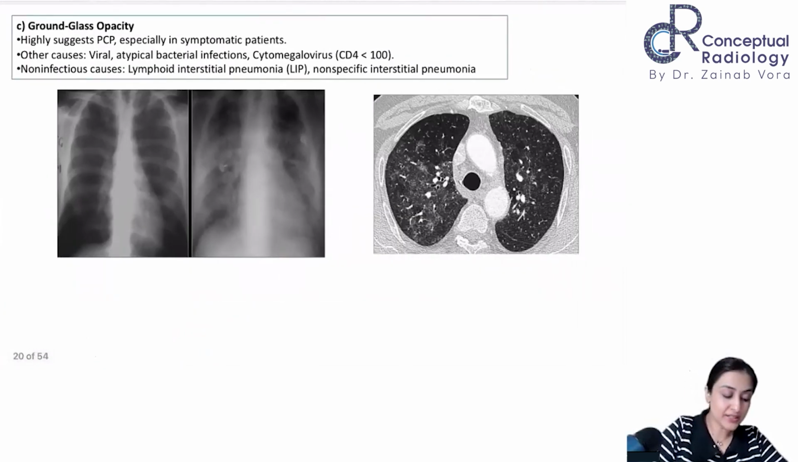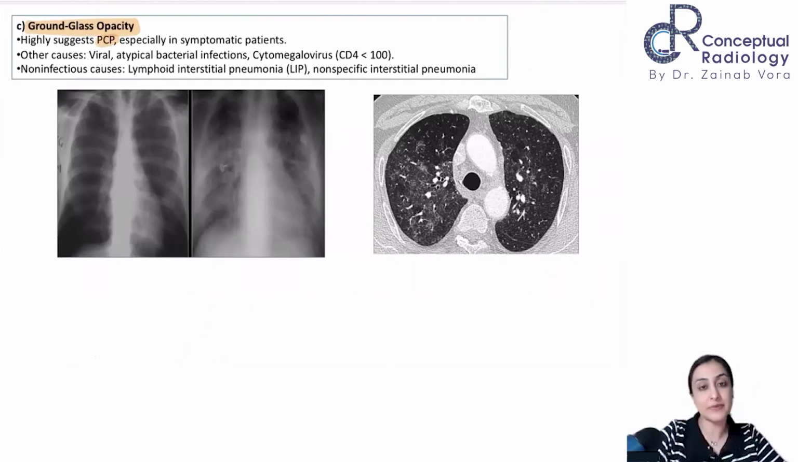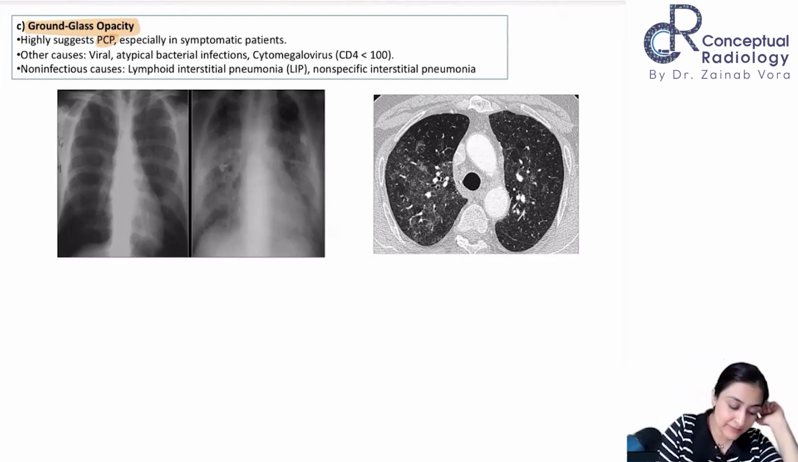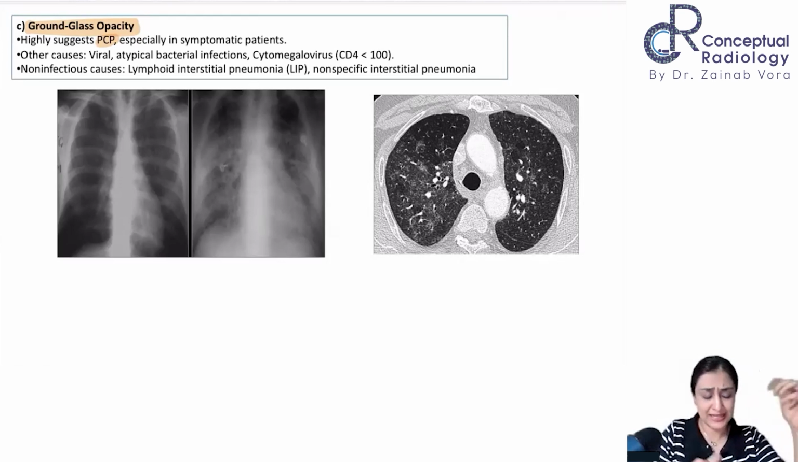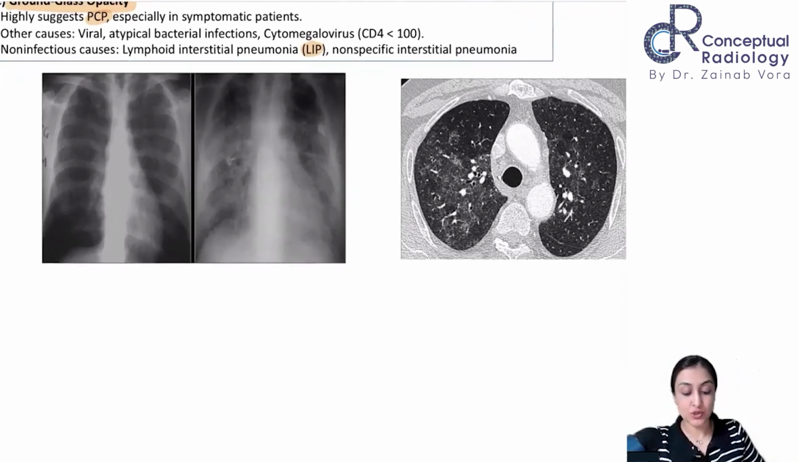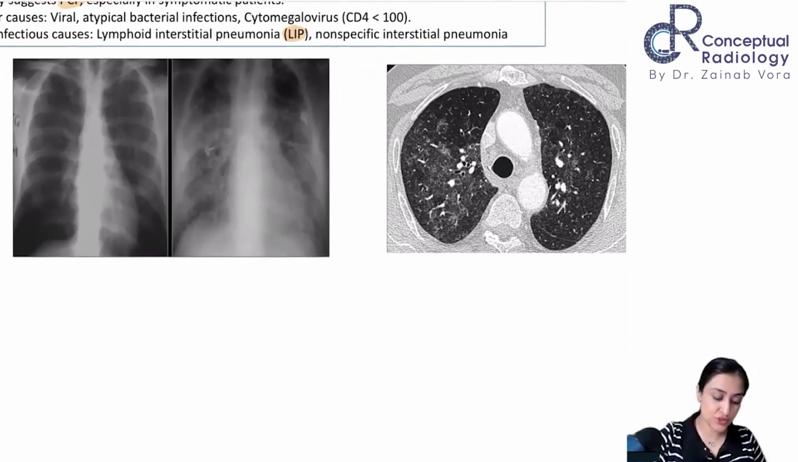The third pattern is GGO. GGO, unless mentioned otherwise, will be PCP, right? So, normal done, consolidation done, now GGO. GGO, think PCP. What else can we think? Viral, like CMV. LIP can be there or NSIP can be there. So essentially PCP. So look at the variety of presentations of PCP.